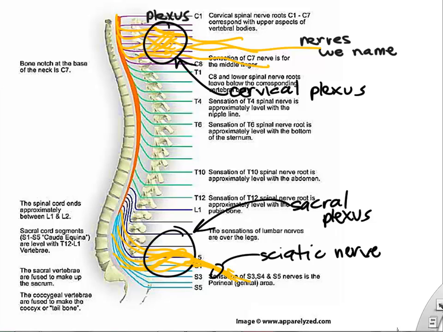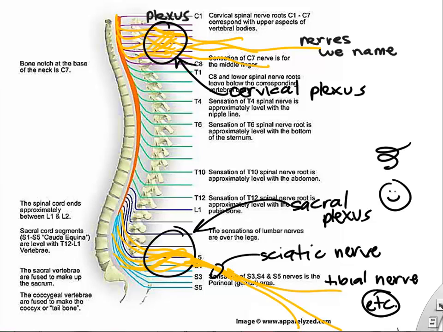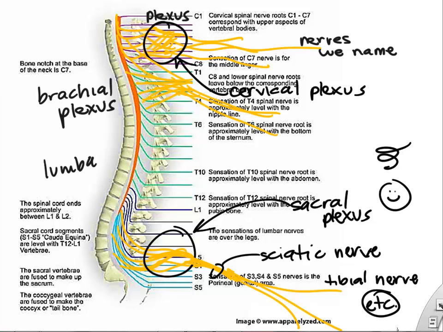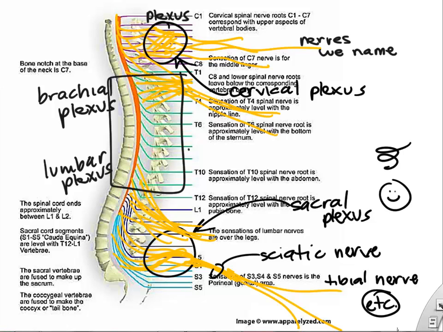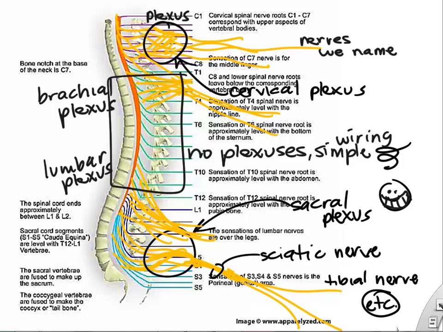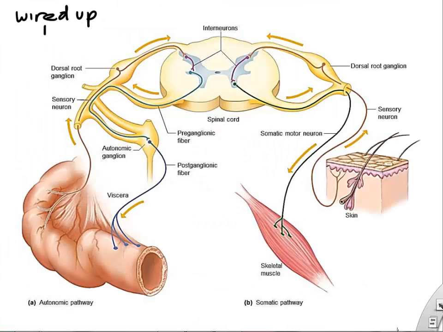The sciatic nerve then can branch into things like the tibial nerve, etc., and go to things like, say, your gastrocnemius. We have some other famous plexuses, the brachial plexus and the lumbar plexus. Again, they're named based on where they're exiting from the spinal cord. The thoracic region really doesn't have many plexuses, so it's more of a simple wiring system up there. So again, we're talking about as we exit the spinal cord.